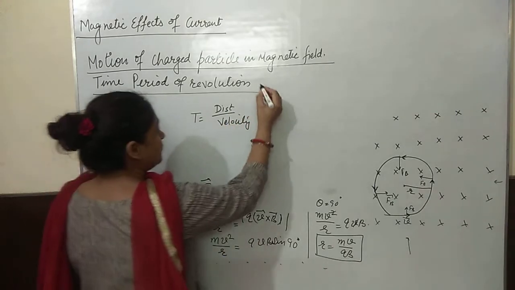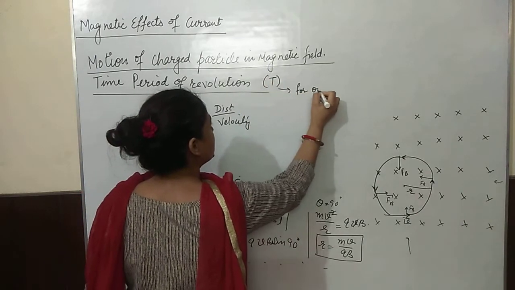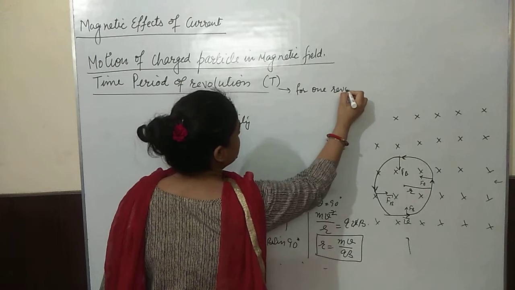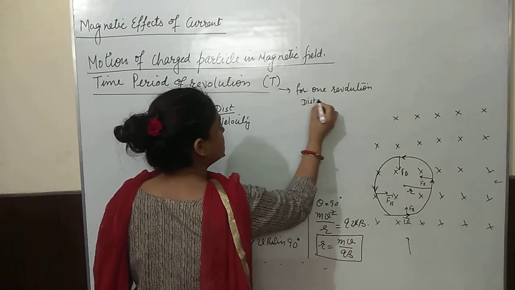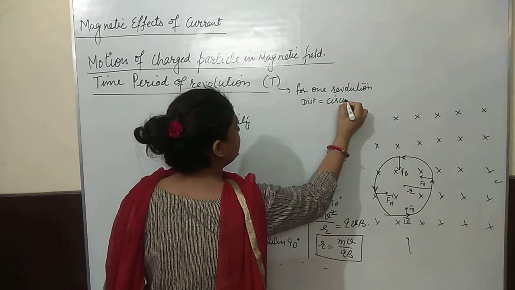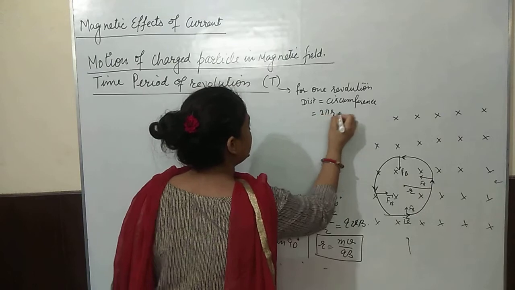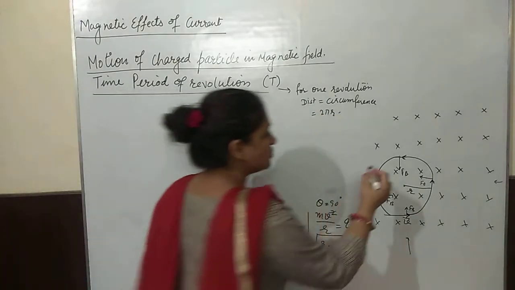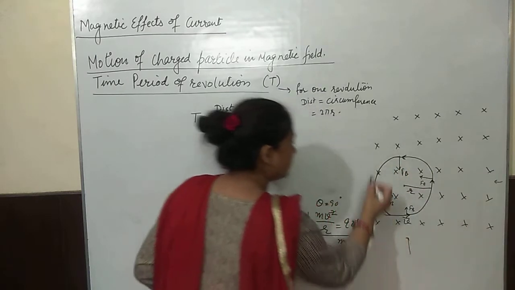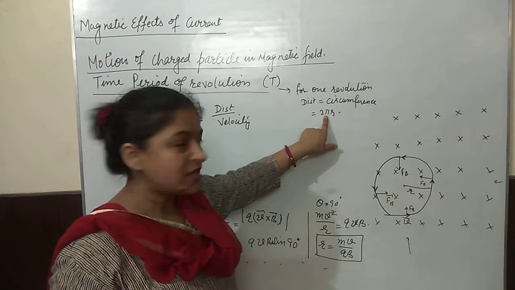Time period is T here. This is for one revolution. So for one revolution, what is the distance? That is the circumference, that is 2 pi r. For one revolution it is going to cover one full circumference of the circular track, so the distance is taken as 2 pi r.